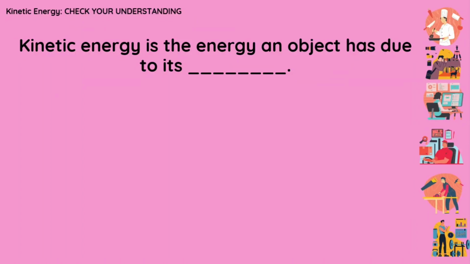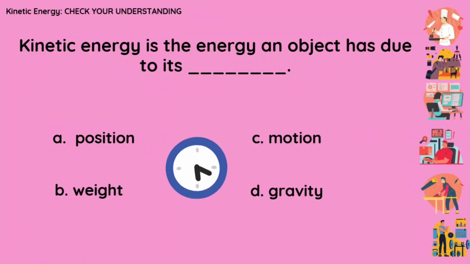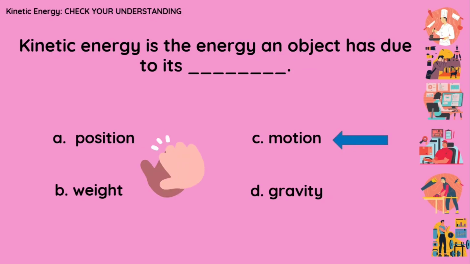Alright. Number 2, sorry. Kinetic energy is the energy an object has due to its... ang dali. Doon kanina nabanggit ko na to sa unang question. Letter A, position. Letter B, weight. Letter C, motion. And letter D, gravity. Okay, done? If your answer is letter C, then your answer is correct. Kinetic energy is the energy of motion.